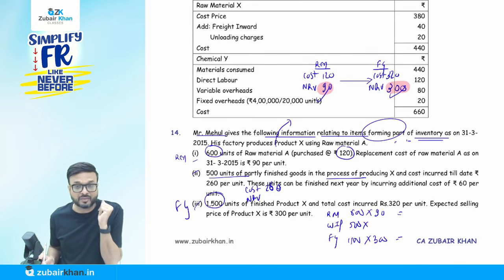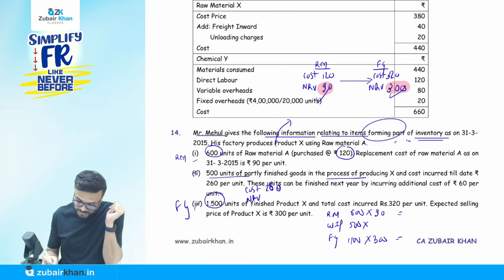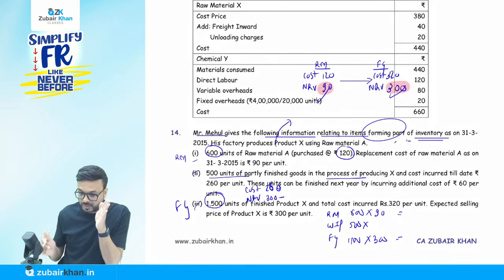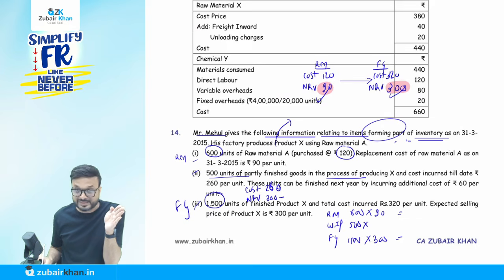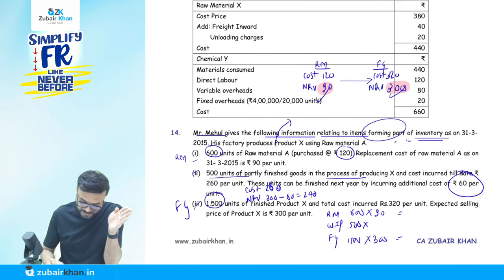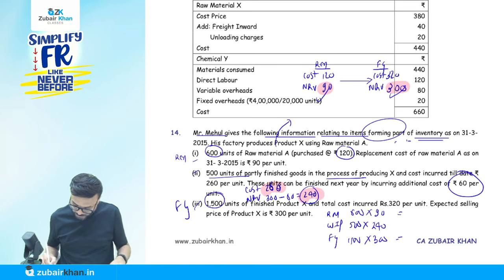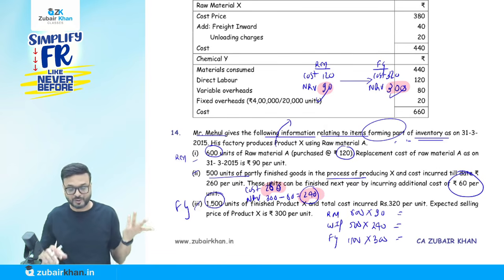So how do we calculate NRV here? We have to take the NRV of finished goods. How much is the NRV of finished goods? It is 300. So I will take 300 minus what is the cost that will be incurred from WIP to finished goods stage? 60. So I will minus 60. 240 is NRV. So 260 is cost, 240 is NRV. The lower is what? 240. So I will multiply by 240.